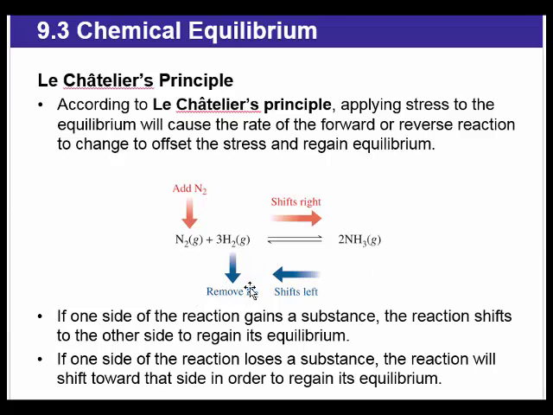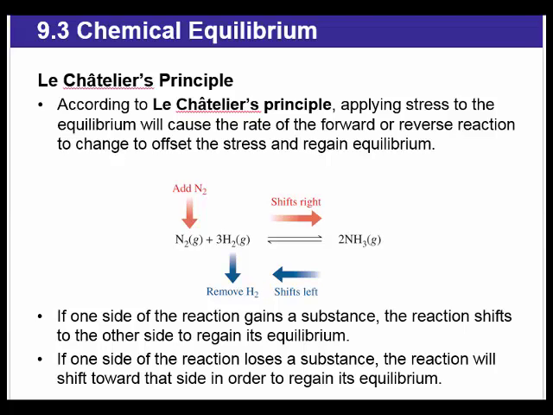Now, if I remove a reactant, whether it's nitrogen or hydrogen, then again, that's going to change the concentrations of the hydrogen or nitrogen, whichever I remove, and thus the reaction will shift in a way to regain equilibrium concentration. So it will shift to the left. So if we remove a reactant, the reaction will shift to the left. If we add a reactant, the reaction will shift to the right. If I remove a product, the reaction will shift to the right, and if I add a product, the reaction will shift to the left.